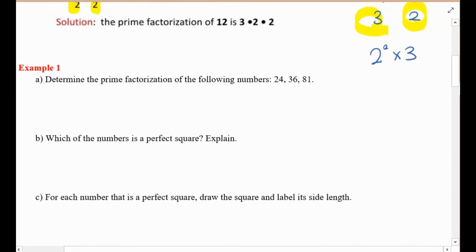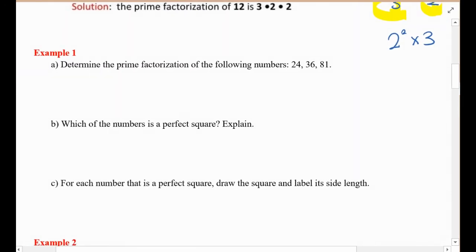Now we're going to learn how to find the squares using the prime factorization. So we're going to find the prime factorization of 24, 36, and 81. So I want you to pause the video and find the prime factorization of 24, 36, and 81. Go ahead, everyone. All right. Let's do it together.